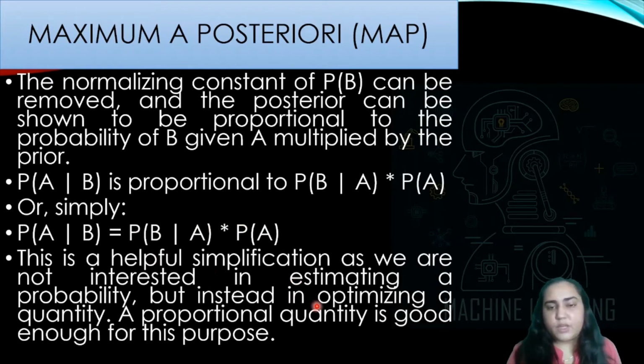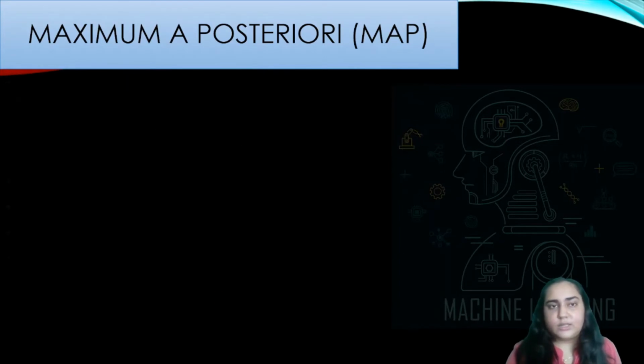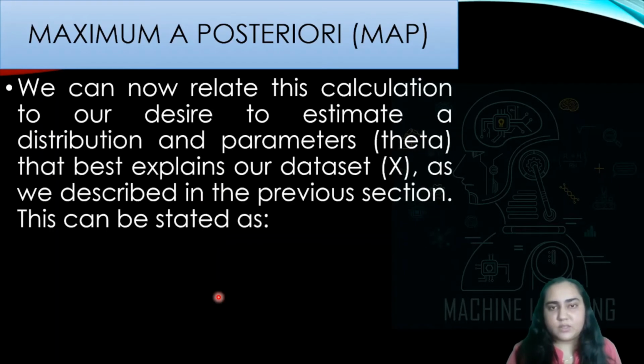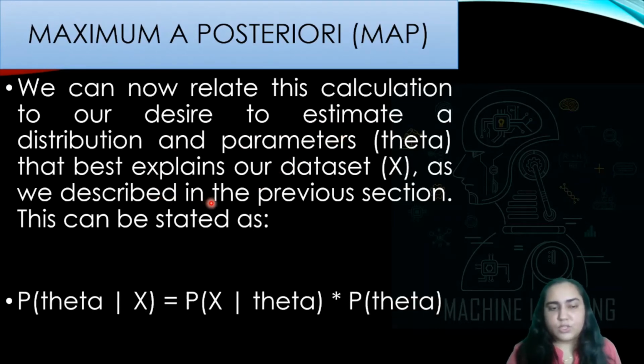And this is a very helpful simplification because we are not interested in estimating a probability, but rather in optimizing a quantity. So a proportional quantity is good enough for this purpose, okay? So that's what maximum a posteriori is. And let's now talk about also the Bayesian estimation in a minute. You could relate this calculation to your desired estimate to estimate a distribution, which can be stated like this.